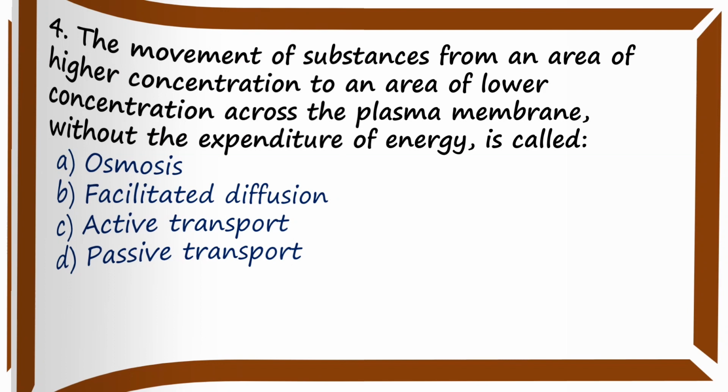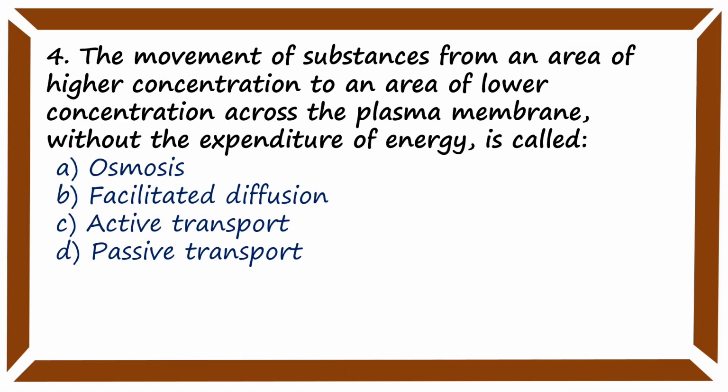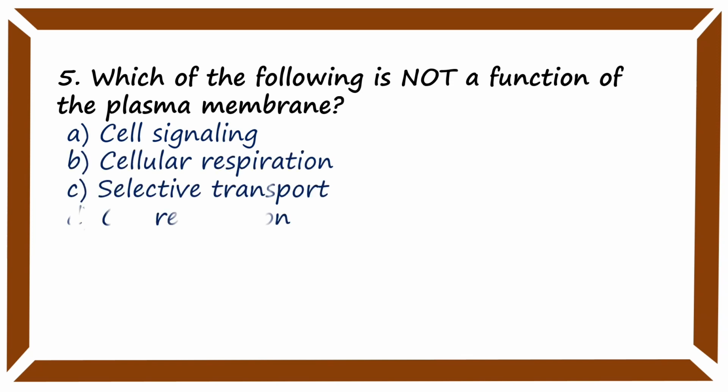The movement of substances from an area of high concentration to an area of lower concentration across the plasma membrane without the expenditure of energy is called A. Osmosis, B. Facilitated diffusion, C. Active transport, D. Passive transport. The correct answer is D. Passive transport.